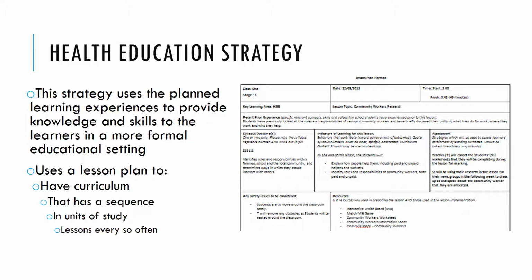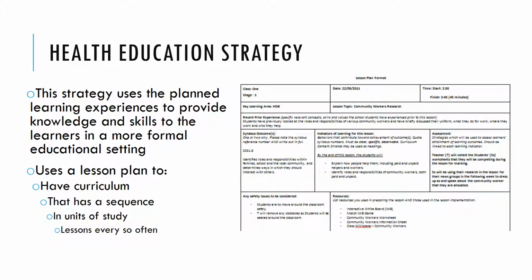This strategy uses something to plan ahead for the activity, like a meeting with a certain group in the community, to teach them about the topic at hand. A lesson plan is used to plan ahead.